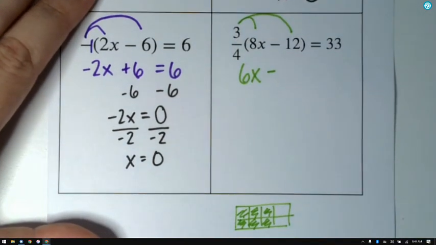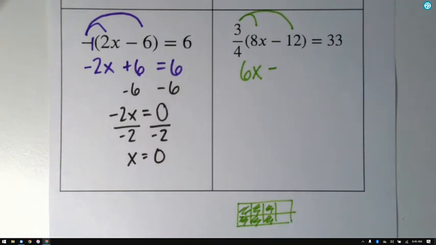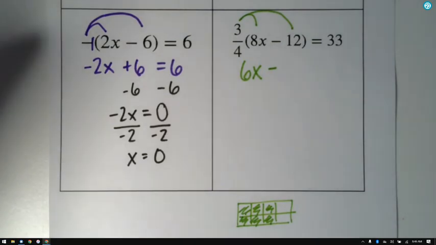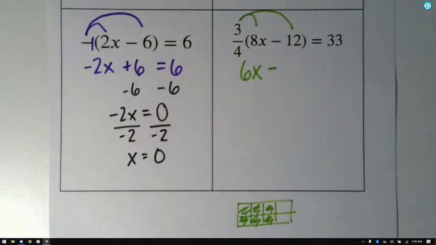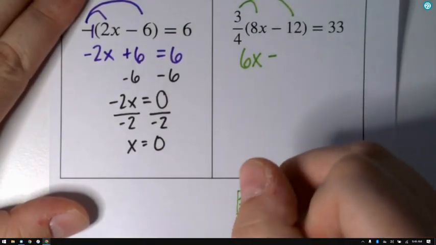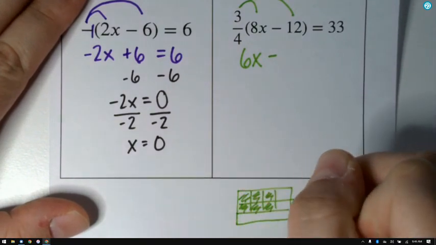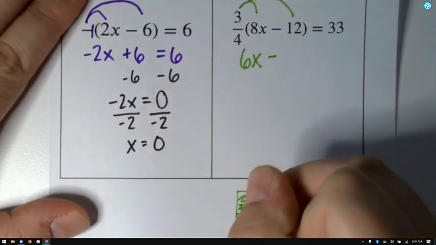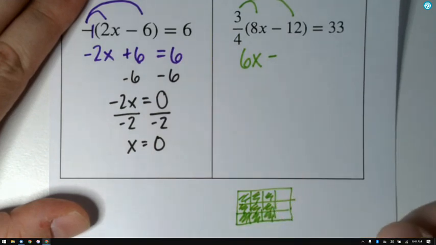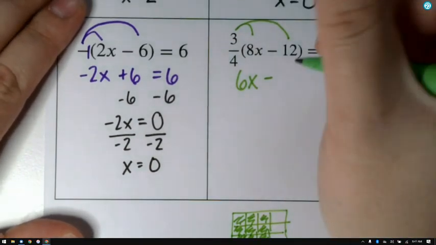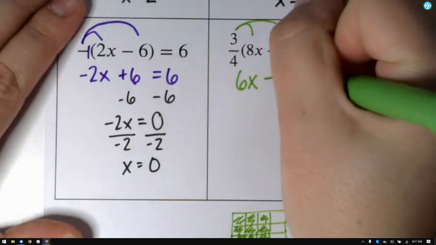minus, we can do the same thing with 12. 1/4 of 12 is 3. Therefore, 3/4 of 12 is 3, 6, 9. So we could turn this into a dozen donuts down here. It would be 1, 2, 3 more. So 3/4 of 12 is 9. So I've got 6x minus 9 equals 33.